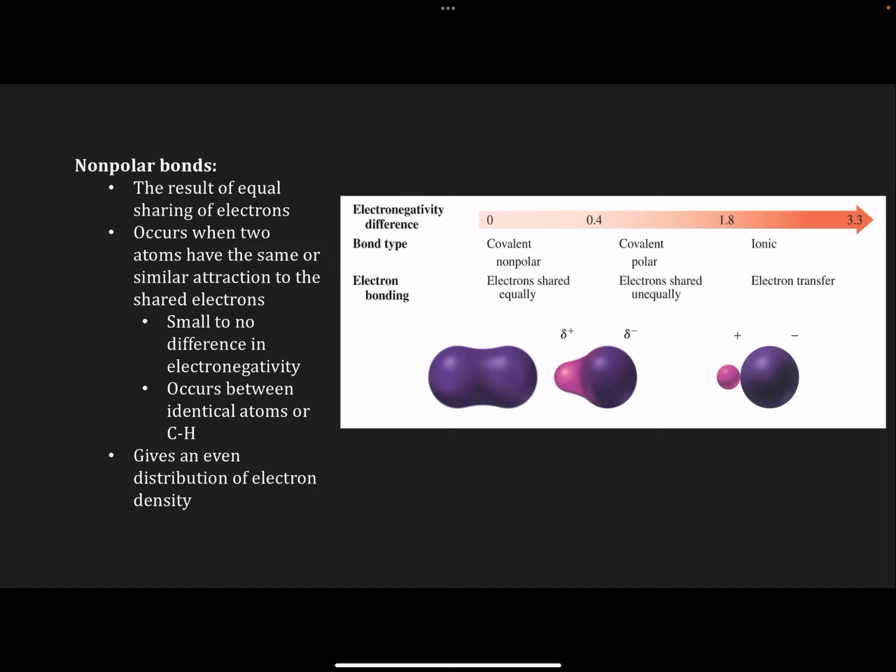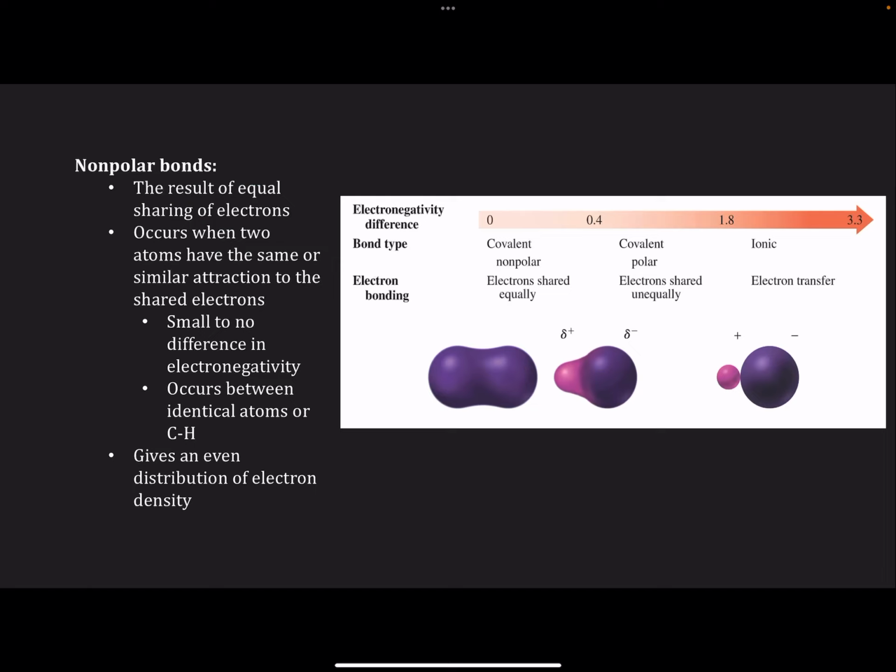So nonpolar bonds are going to be the result of equal sharing of electrons. This is going to occur when two atoms have the same or similar attraction for the electrons. So when that's the case, we have a small to no difference in electronegativity, resulting in electrons being shared equally. This small to no difference in electronegativity is going to occur either when we have bonds between identical atoms, so they have the exact same electronegativity, the exact same attraction, or carbon-hydrogen.